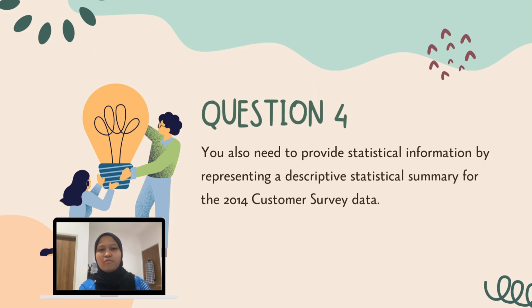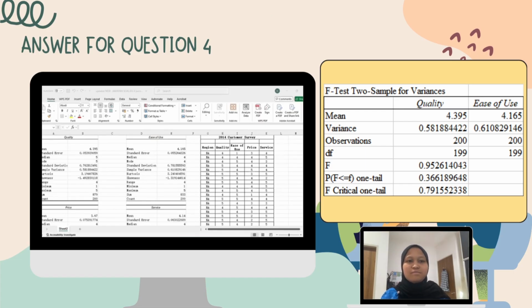So question number 4 is, you also need to provide statistical information by presenting a descriptive statistical summary for the 2014 customer survey data. The answer for question number 4 is, as you can see, this is the descriptive statistical data for the customer survey 2014, covering quality, ease of use, service, and price. Okay, so that's the data.